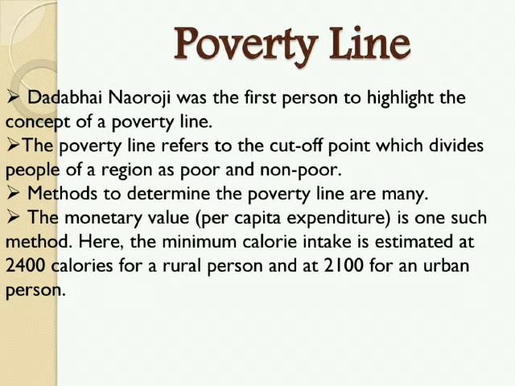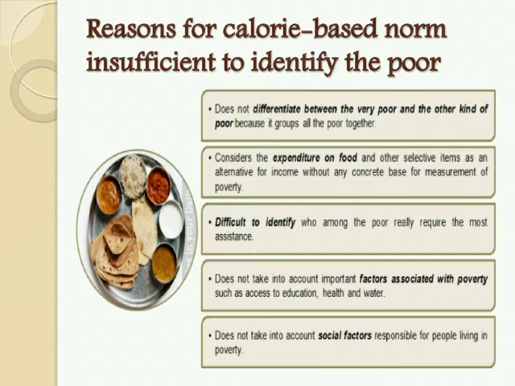Methods to determine the poverty line are many. The monetary value, that is per capita expenditure, is one such method. Here, the minimum calorie intake is estimated as 2400 calories for a rural person and 2100 for an urban person. Reasons why the calorie-based norm is insufficient to identify the poor: it does not differentiate between the very poor and other kinds of poor because it groups all the poor together.